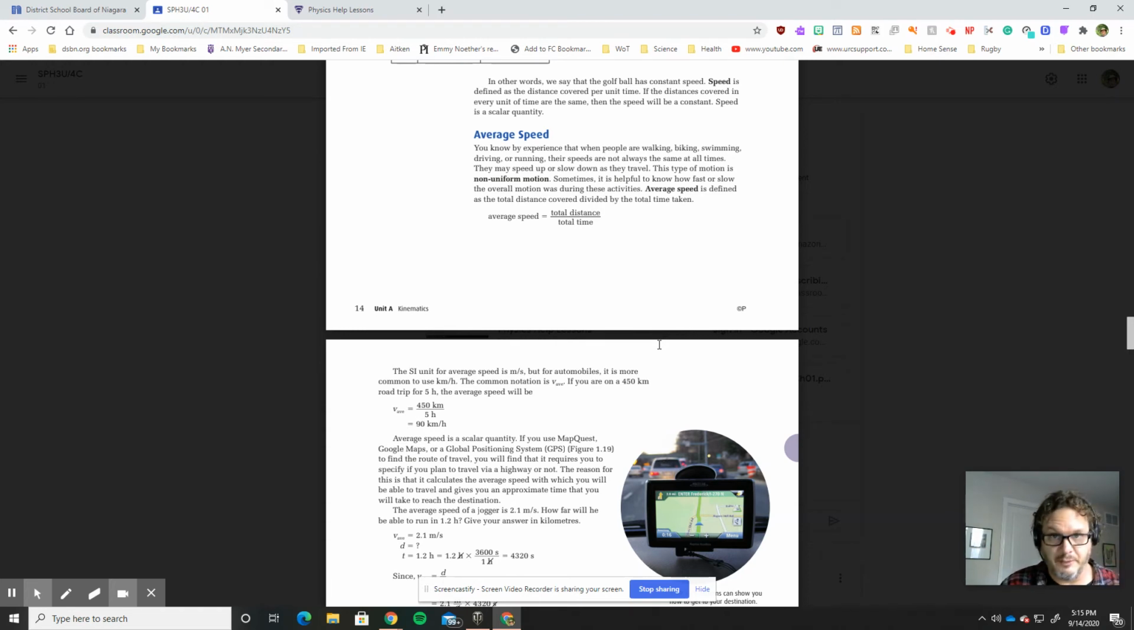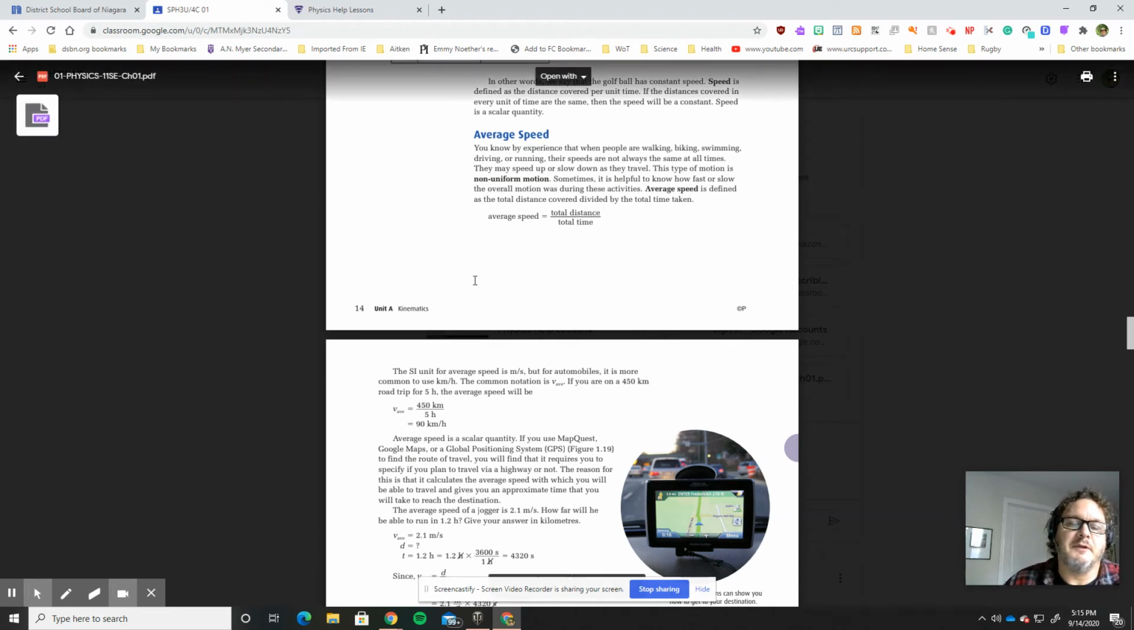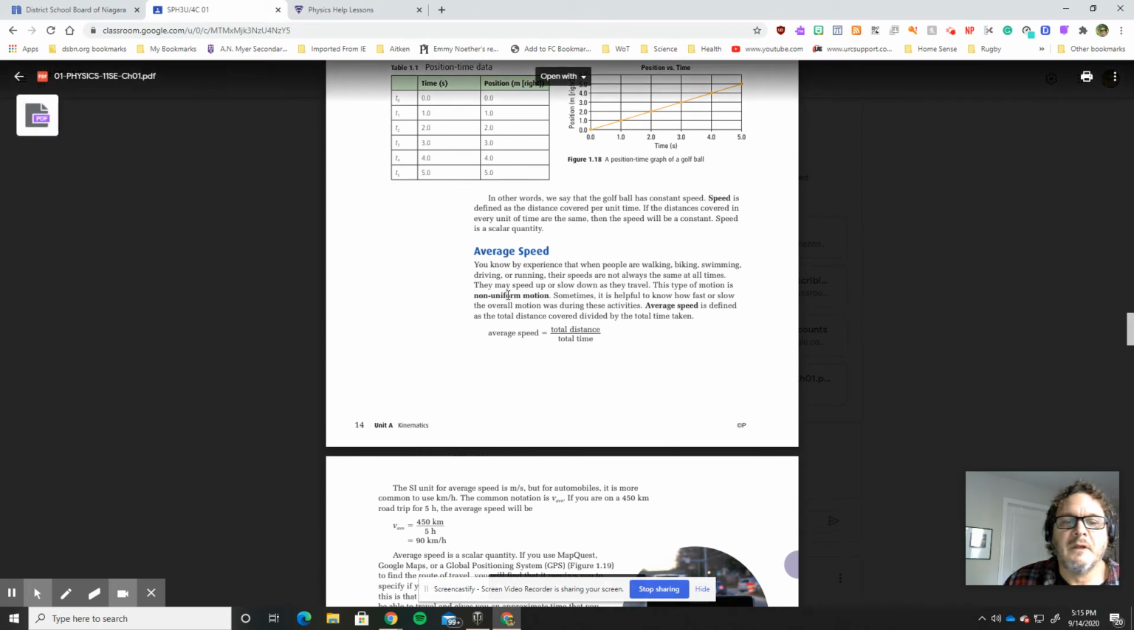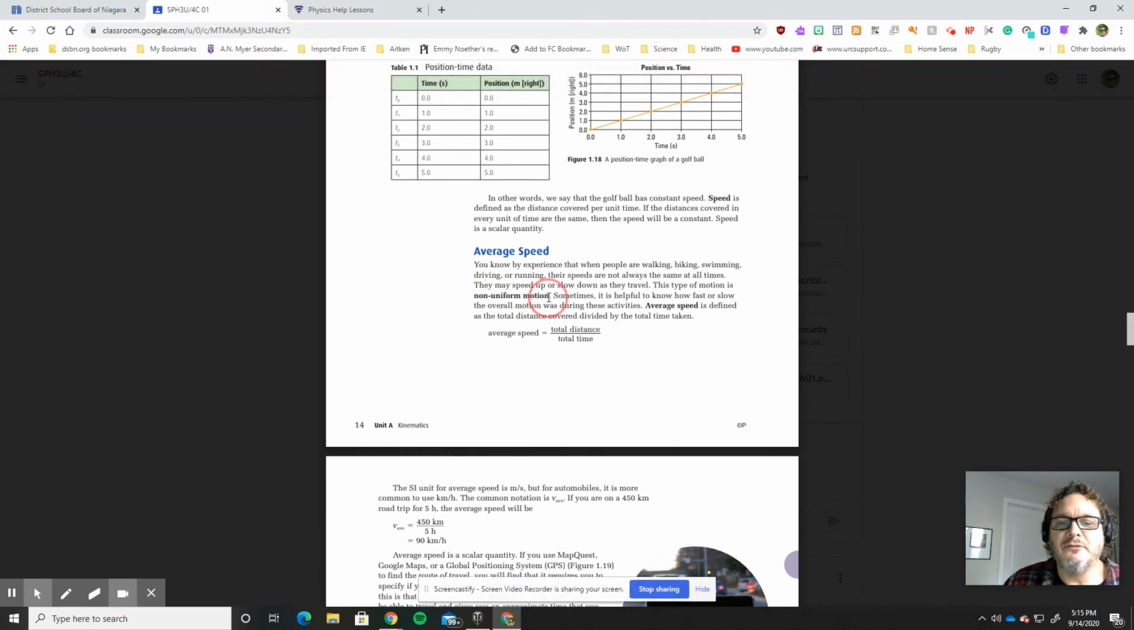So if you're driving down the QEW, Niagara Falls to Fort Erie at 100 kilometers an hour, you're going approximately 100 kilometers per hour south. But your speed is 100 kilometers per hour. So you have to keep that in mind. Non-uniform motion means the velocity changes from time to time, and that could mean the direction changes. Uniform motion means one speed, one direction for the whole trip.